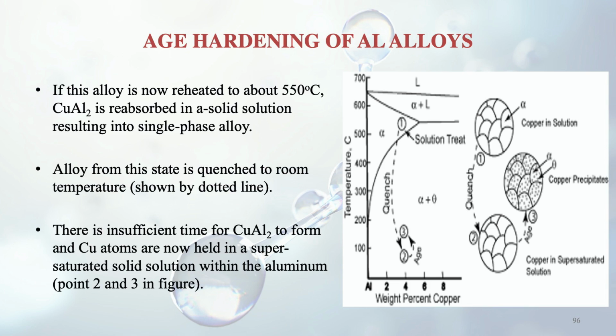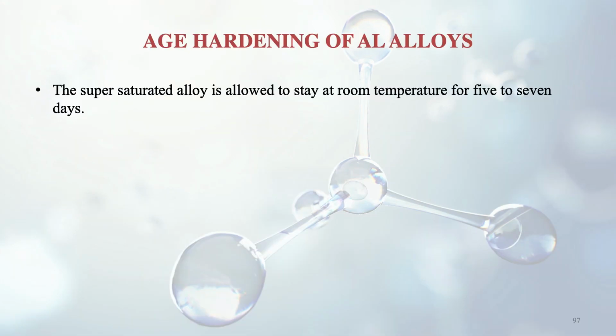aluminium. As you can see in the figure, the points 2 and 3 mentioned in the figure represent the supersaturated solid solution. So in that way we have prevented the formation of copper aluminide. This supersaturated alloy is allowed to stay at room temperature for 5 to 7 days. We are discussing the process, how we have skipped the copper aluminide.